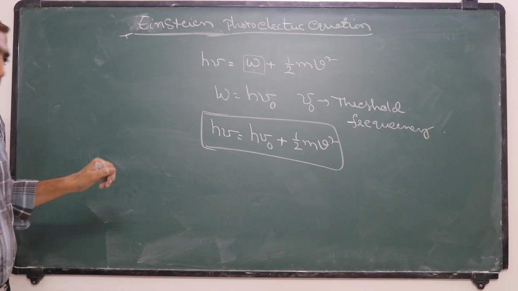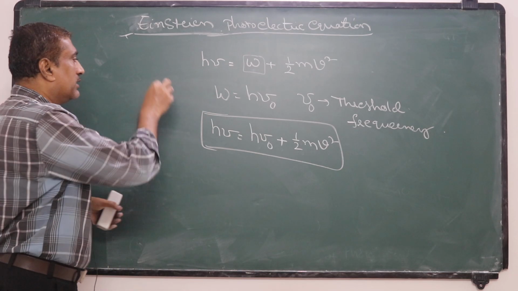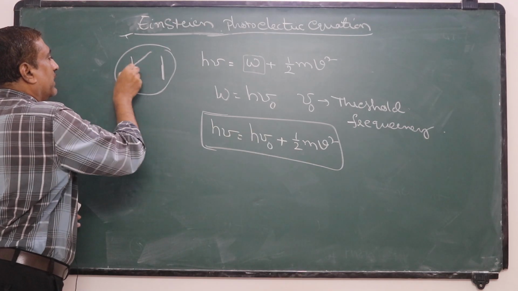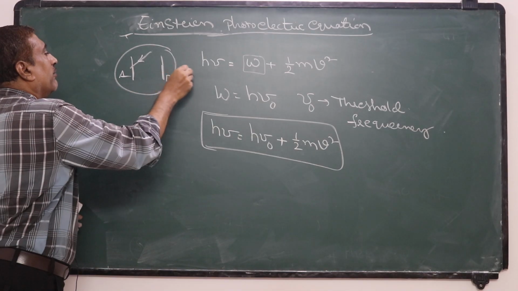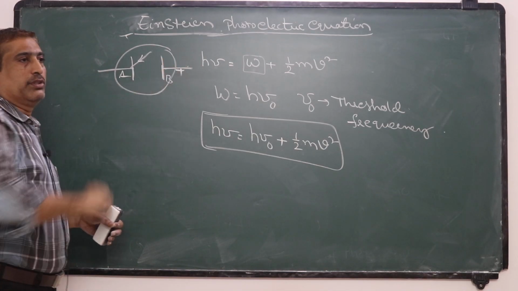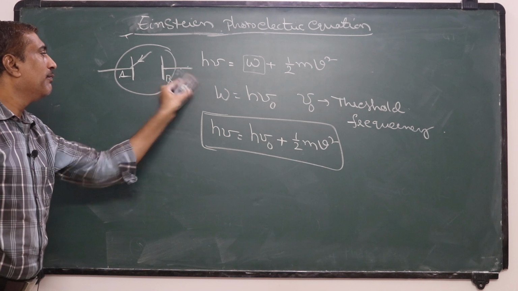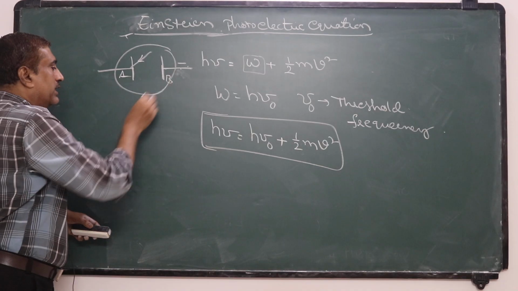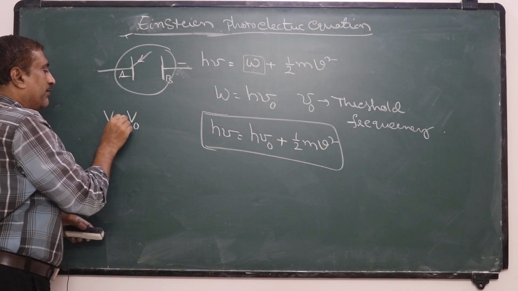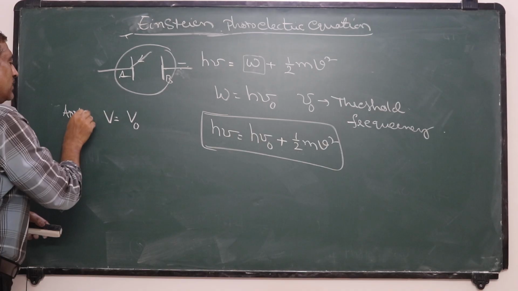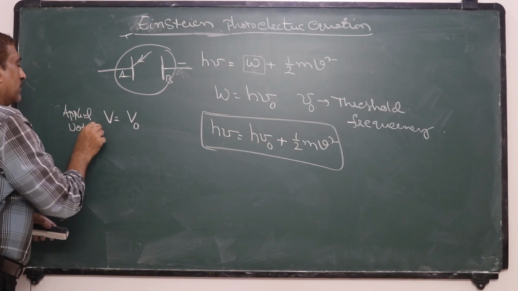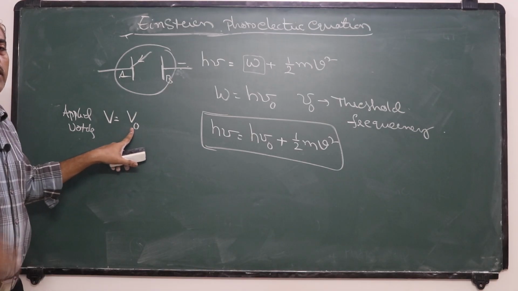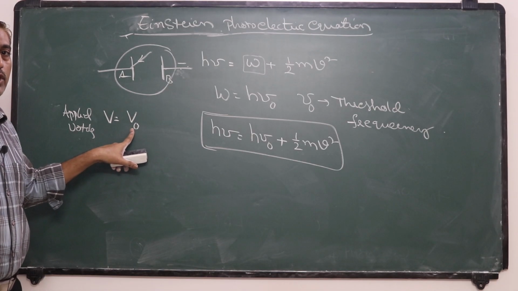Now if stopping potential is applied, as in the last case we heard, this is A and this is B. If B is made positive, photoelectric current flows. If B is negative, photocurrent decreases. So if the applied voltage is V0, that means equal to the stopping potential, what happens is photocurrent becomes 0.